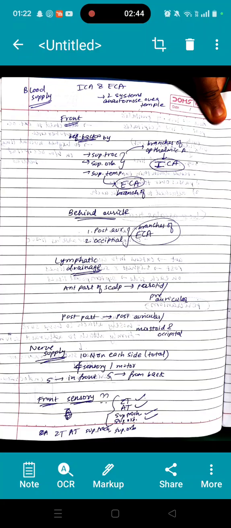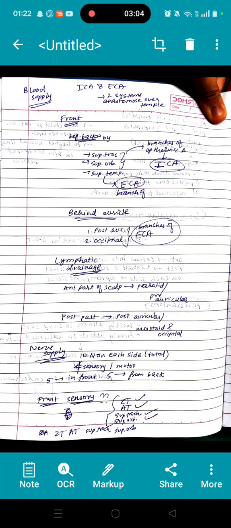Behind the auricle, supply is by post-auricular and occipital arteries, both branches of the external carotid artery. Lymphatic drainage: the anterior part of the scalp drains to parotid or preauricular nodes, and the posterior part to occipitomastoid or post-auricular nodes, the mastoid and occipital lymph nodes.